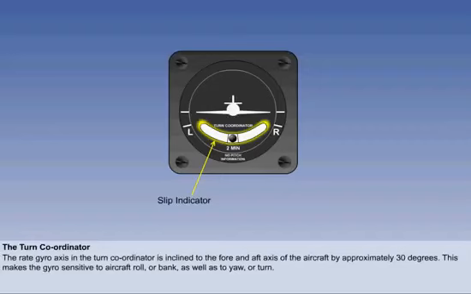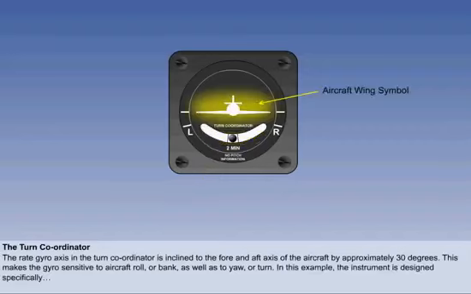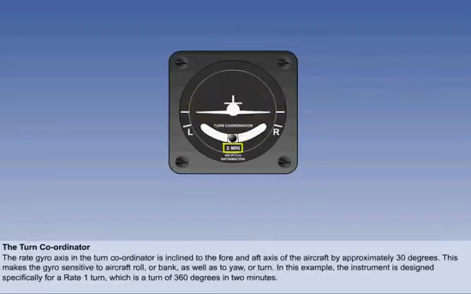However, we can also see that instead of a needle pointer, the indicator used is an aircraft wing symbol. And in the example shown here, this particular instrument is calibrated for a rate 1 turn only, that is, a turn of 360 degrees in 2 minutes. Make a note of this, because the instrument illustrated here is accurate only for this rate of turn. A midpoint rate of turn cannot be interpolated.